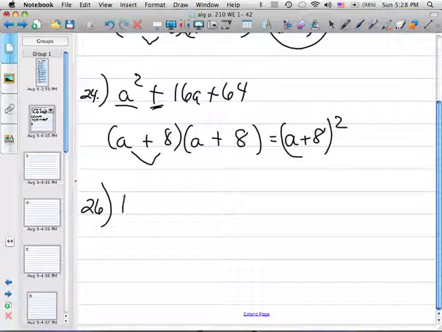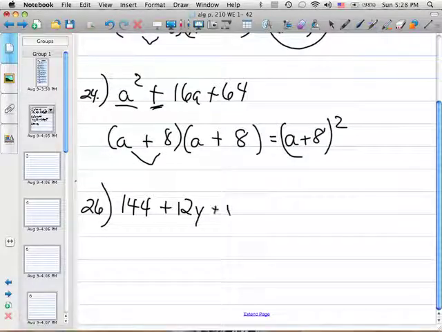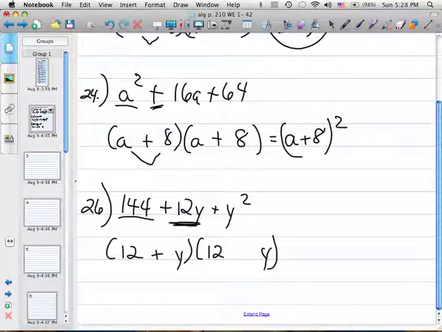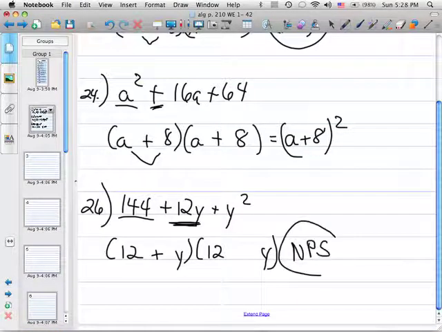26 is 144 plus 12y plus y squared. 144 is a perfect square, square root of it is 12. y squared is a perfect square, the square root is y. If I multiply the two, I get 12y, and if I check this middle, it's not twice that, so it doesn't work. It's not a perfect square.